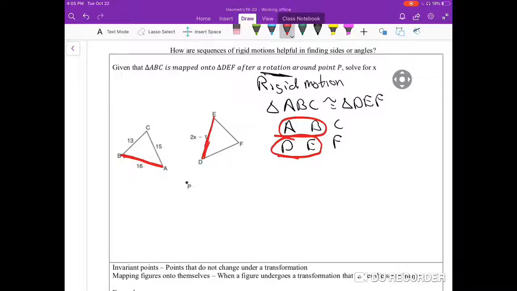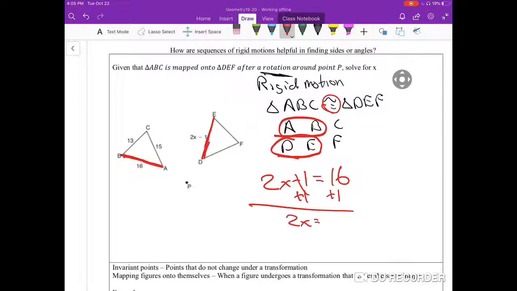They're exactly the same. So I know if they're congruent, I can set 2x minus 1 equal to 16 and solve. I can add 1 on both sides. 2x equals 17, x equals 8.5. All right, so the key to this question is just knowing that a rotation is a rigid motion, which preserves distance.